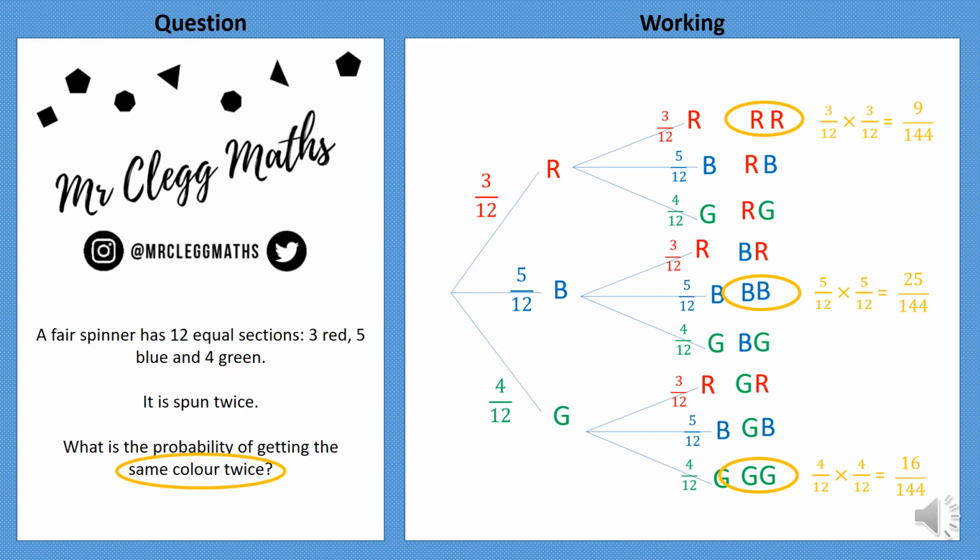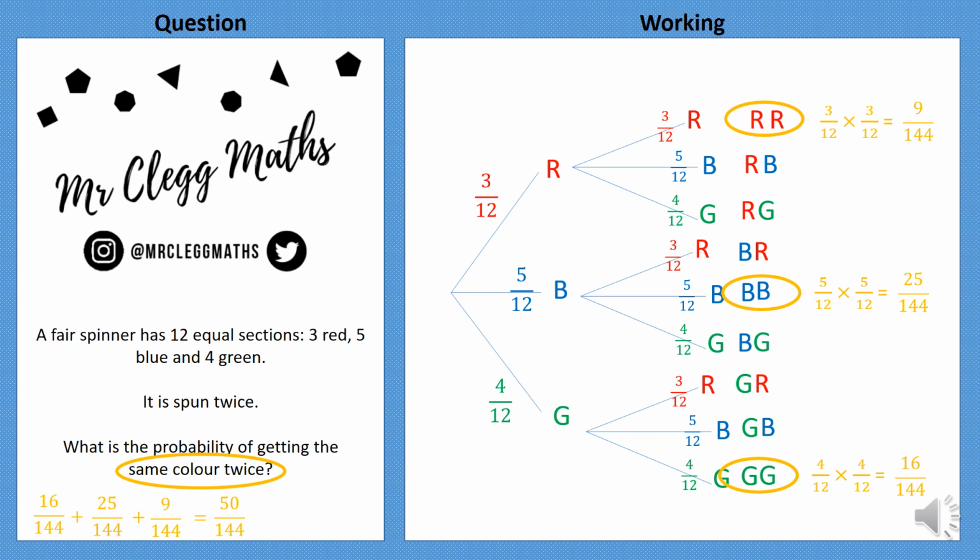All 3 of those outcomes satisfy what the question's asking. They give me the same colour twice. So I can have 16 out of 144, or I can have 25 out of 144, or I could go the way that had a probability of 9 out of 144. So all of those different probabilities satisfy the parameters of the question. So I can add all of those together and I get a total answer of 50 out of 144.